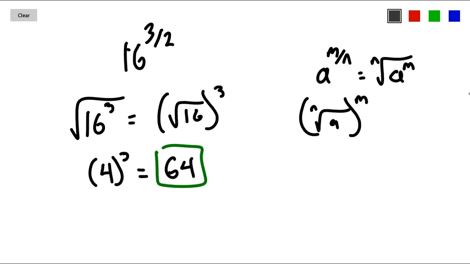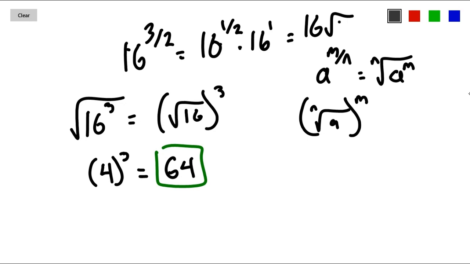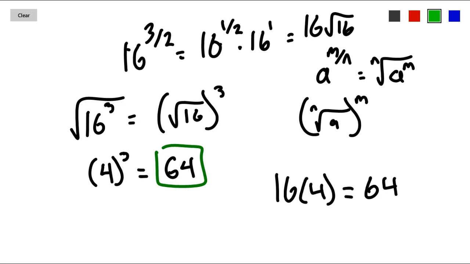Another way that you can do this is to split this number up into products. So this is the same as me writing 16 to the 1/2 power times 16 raised to the 1st power. Well, 16 to the 1/2 power is just the square root of 16. So you have 16 times the square root of 16. The square root of 16 is just 4. So I have 16 times 4, which gives me 64 also. Whichever way you want to do it, both of them are valid.